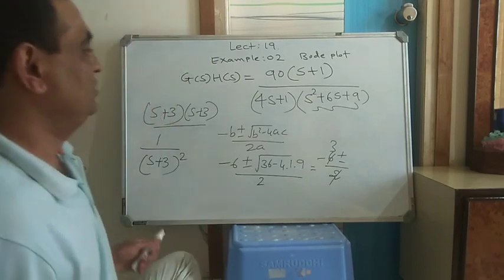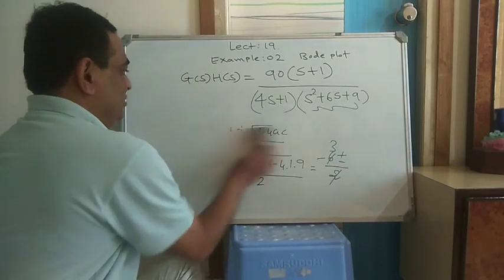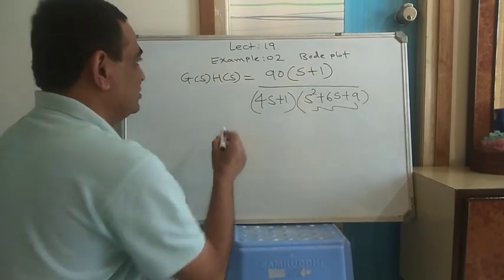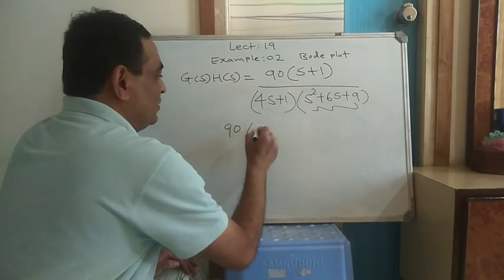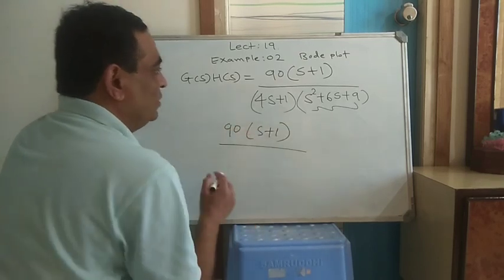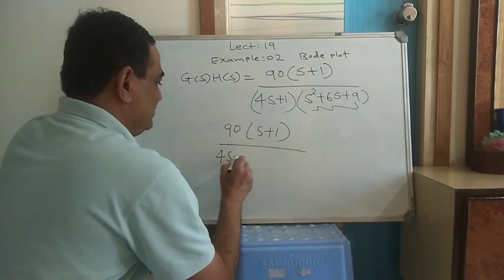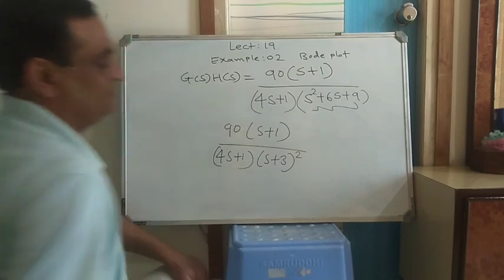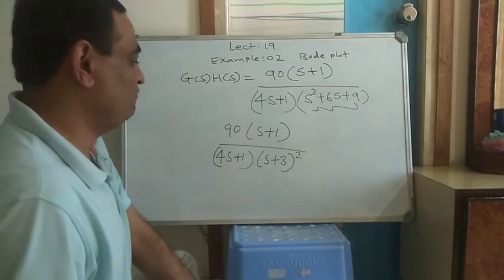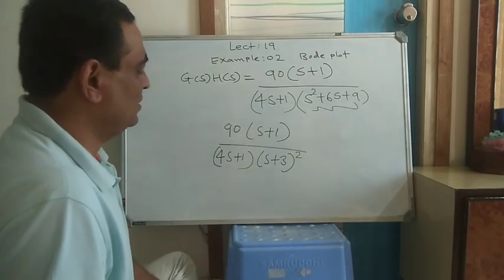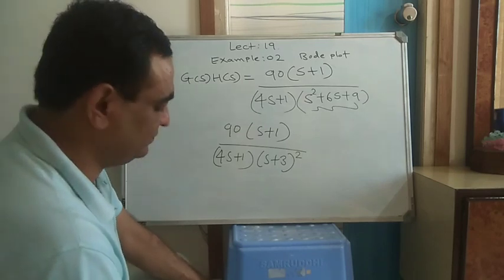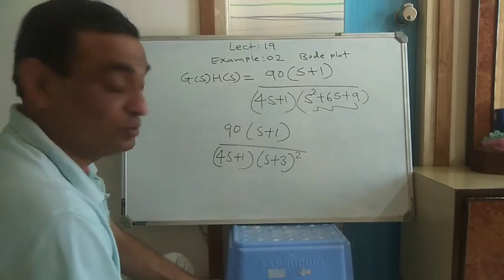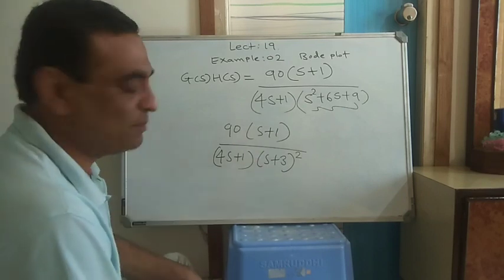This is a very good example to check the second order term. So now the term is something like this: 90 upon (s plus 1) upon (4s plus 1) into (s plus 3) whole square. This is how the term is written. Now I need to convert it into time constant form.